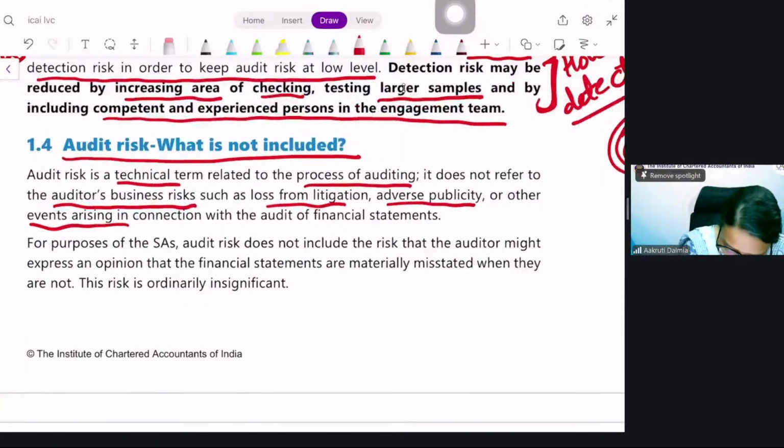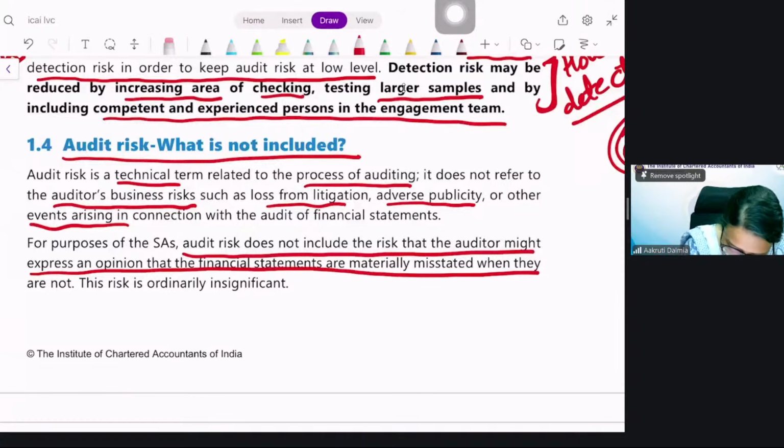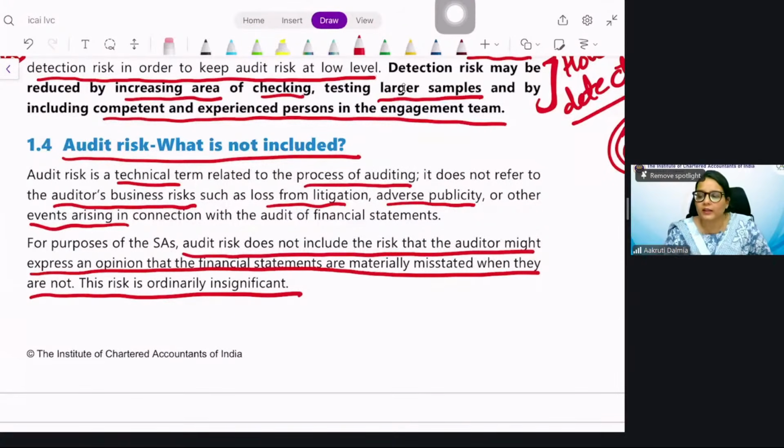For the purpose of the standards, audit risk does not include the risk that the auditor might have expressed an opinion that financial statements are materially misstated when they are not. Who can understand this and tell me? See, I have to teach you interpretation also. You should be able to read and tell what it means. Yes, Harshal. Ma'am, audit risk which is not included as audit risk, which is insignificant. Okay, what does that mean? That audit risk which is insignificant, not important, minor. No, that's not what it means.